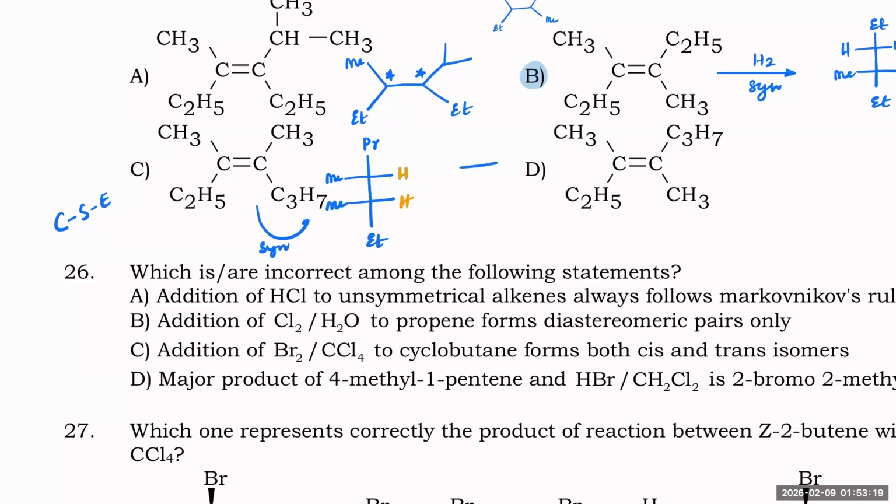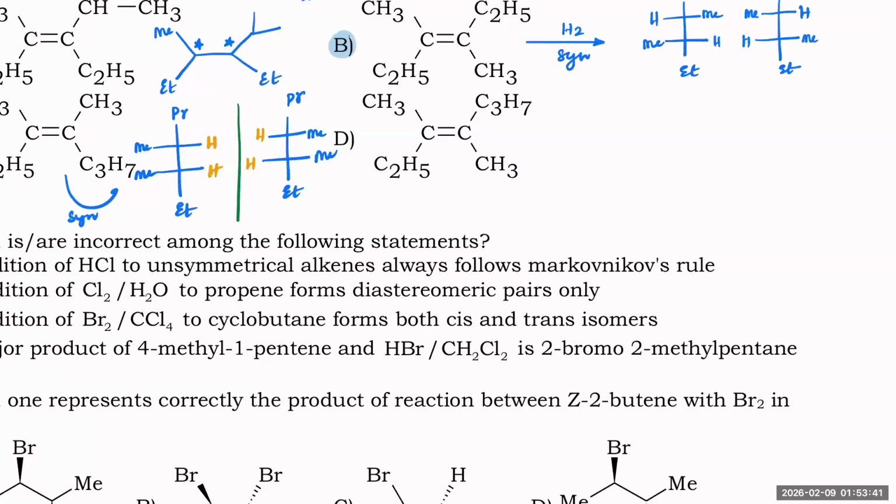Which means if I take the mirror image like this: ethyl, ethyl, methyl, and methyl, and hydrogen and hydrogen. Now you notice that there is no plane of symmetry in this case. Because there is no plane of symmetry, I can say these two are enantiomers. So C is also correct. These two become enantiomers.